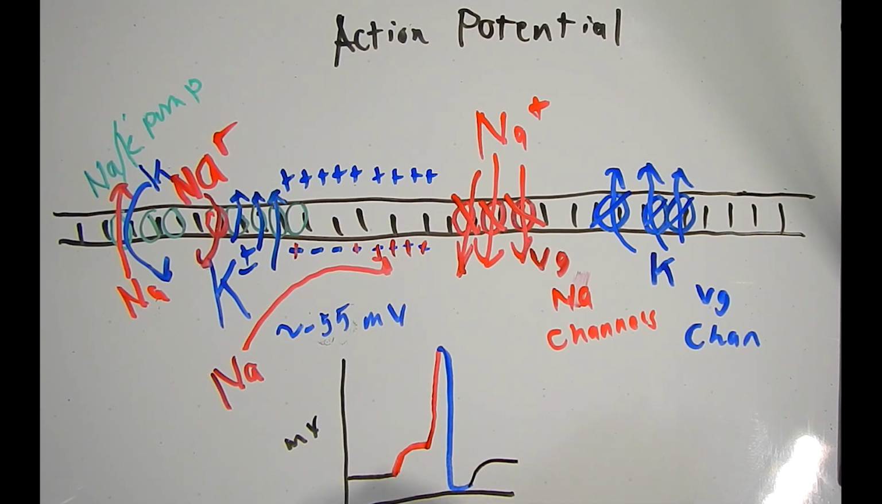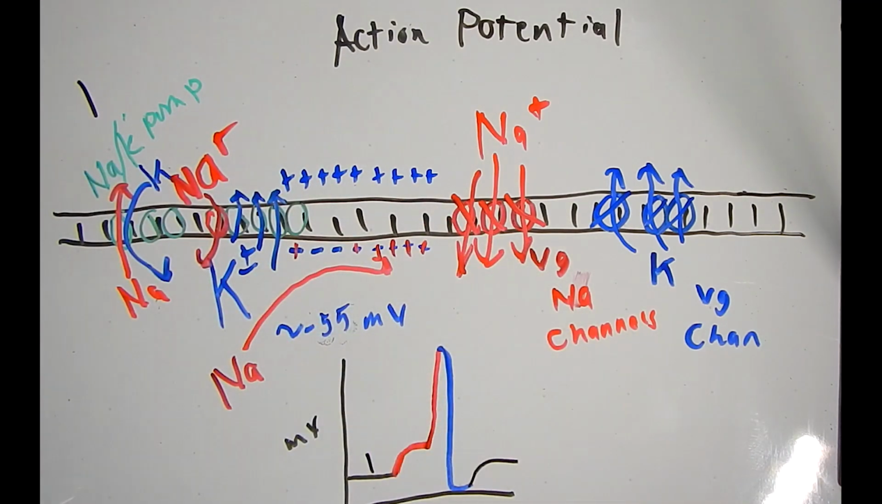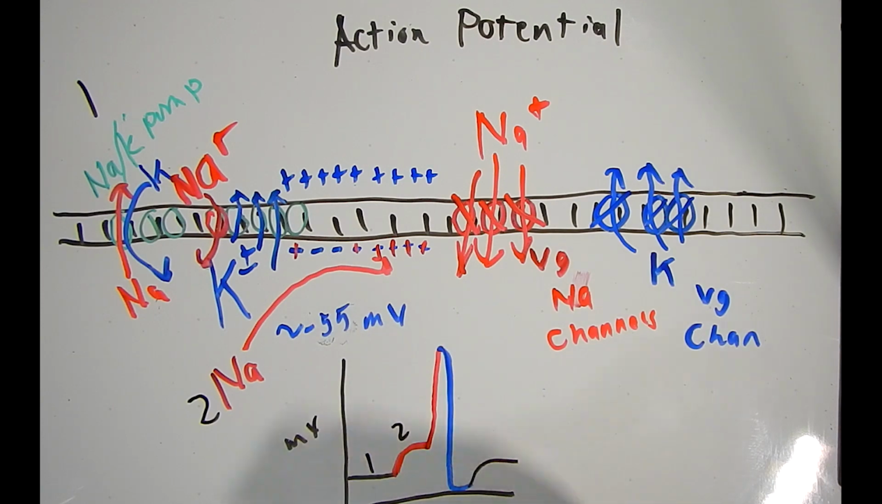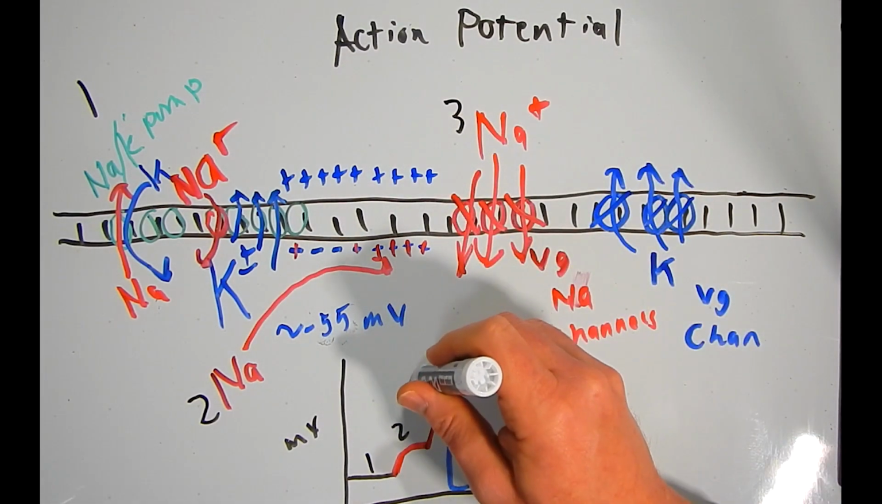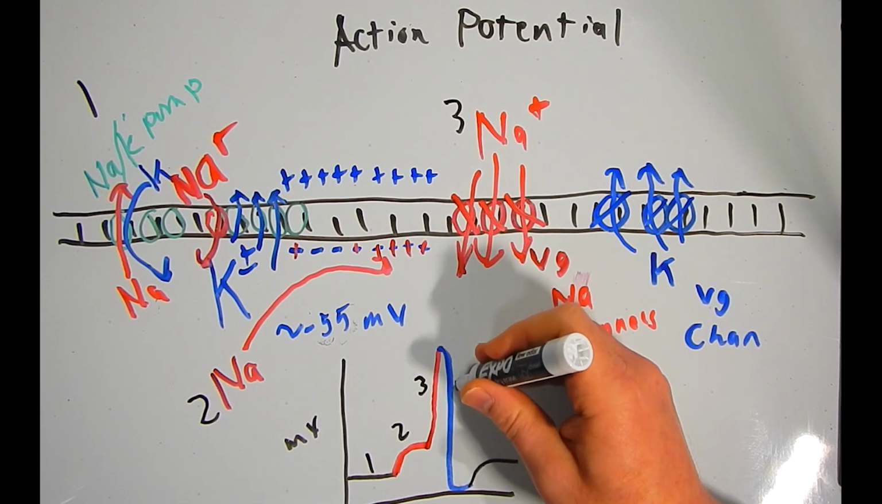Now, as we're doing that, we can think about this as a series of steps. Step 1 is going to be that initial resting period and that resting potential. Step 2 will be that influx of sodium. Step 3 is going to be the opening of the sodium voltage-gated channels. Step 4 is the opening of the potassium voltage-gated channels.